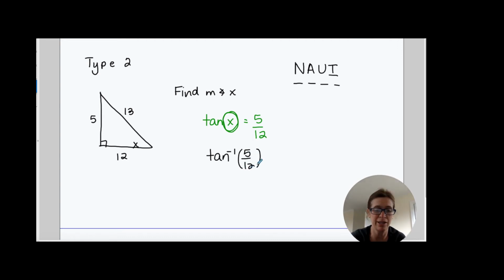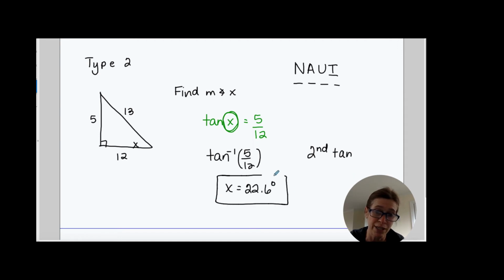And we grab our calculator. Again, on our calculator, we're going to press second tan. That will appear. So second tan, 5 divided by 12, and we get 22.6 degrees. It's an angle, so it's degrees.